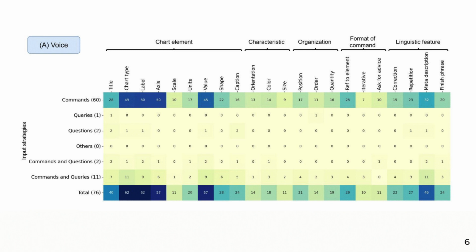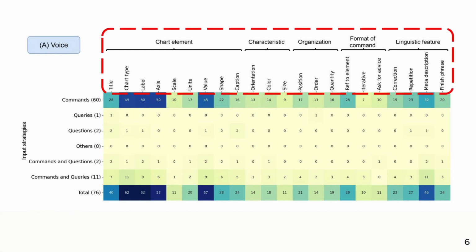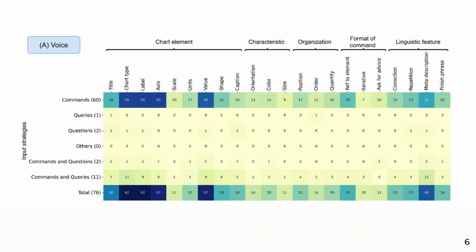Through a qualitative analysis of the collected instructions, we identified 6 input strategies, for example, commands and questions, and 22 common elements, categorized into 5 types: chart elements, element characteristics, element organization, format of command, and linguistic features. In the figure, we see the number of times each element of the 5 major types was applied to each input strategy in voice chart authoring instructions.